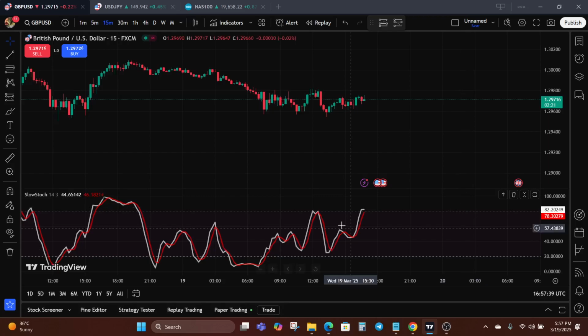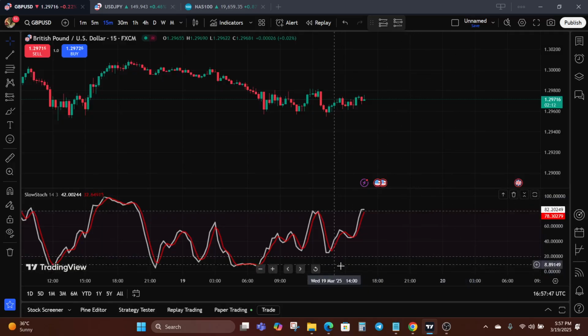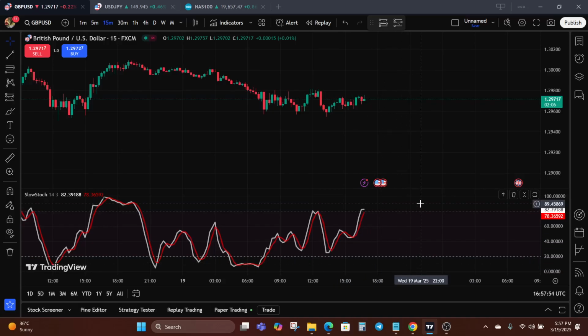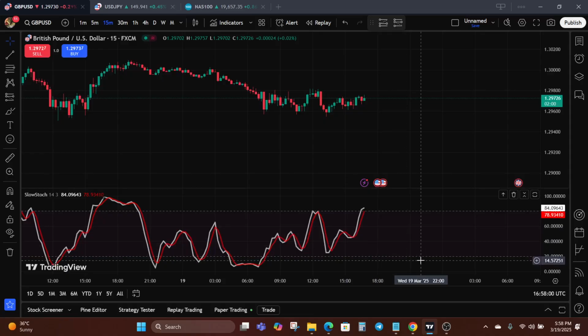The overbought zone means that the market may be losing upward momentum and could be preparing for a reversal or pullback. Below 20, the oversold zone, means that the market may be losing downward momentum and could be setting up for a bounce. The midline, which is the 50 level, is a key level where price transitions between bullish and bearish momentum.